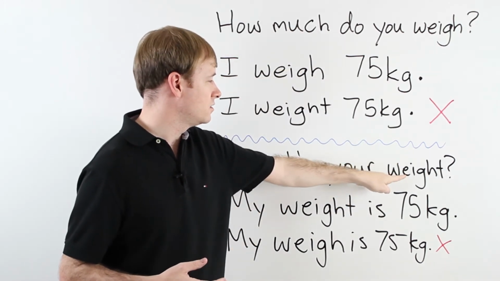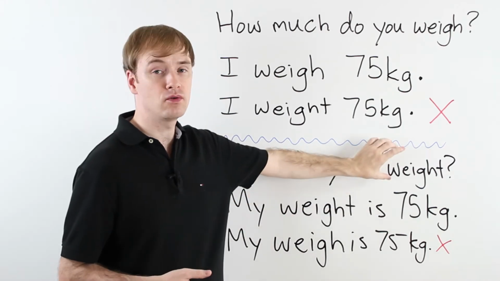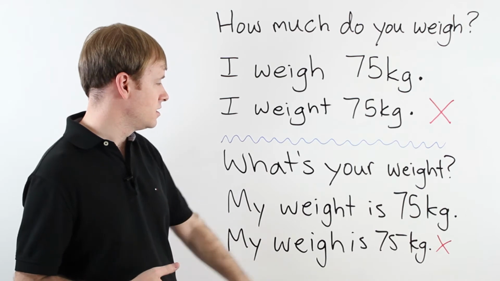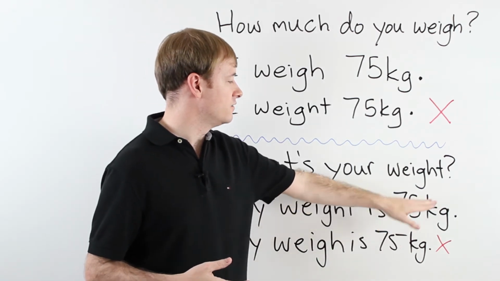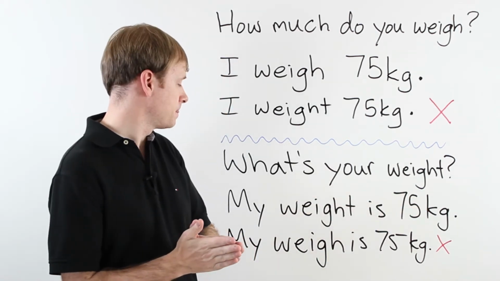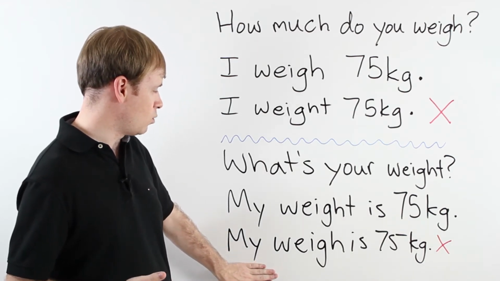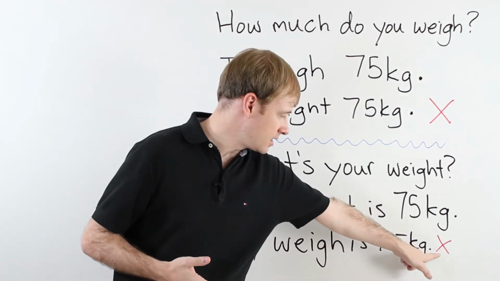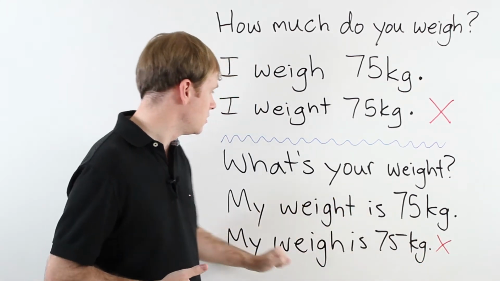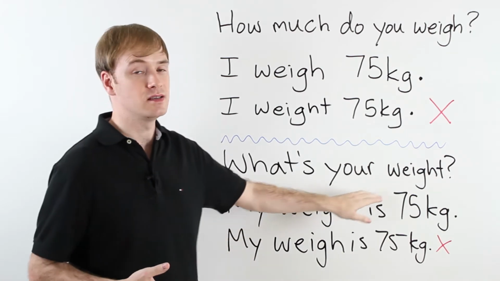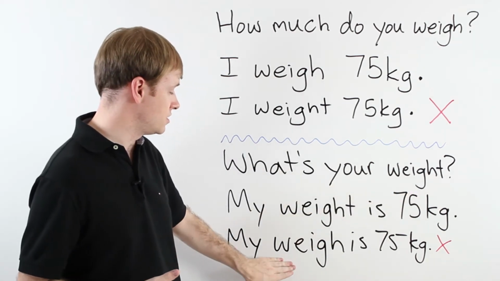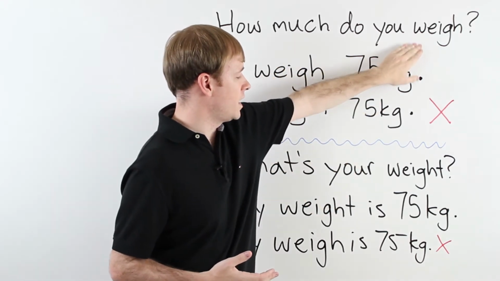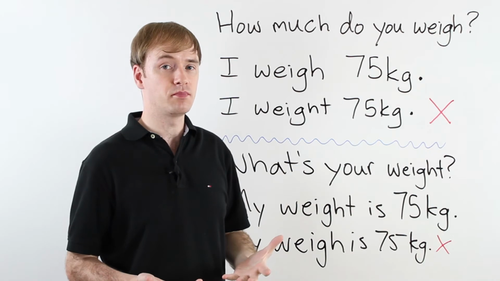What's your weight? Okay, now it's using the noun form. What's your weight? My weight is 75 kilograms. Okay? Again, my weigh is 75 kilograms. X again, don't use that. What's your weight? My weight is 75 kilograms. Don't use this. Okay, it's a little bit confusing, especially the weigh and the weight. Takes a lot of practice.